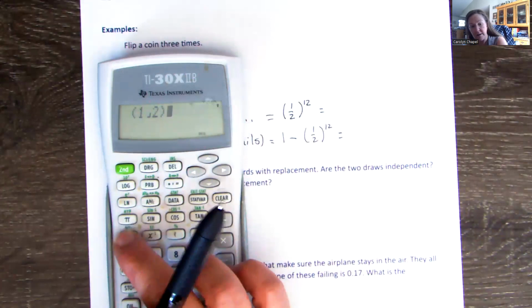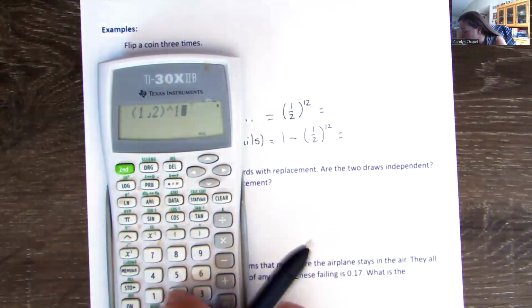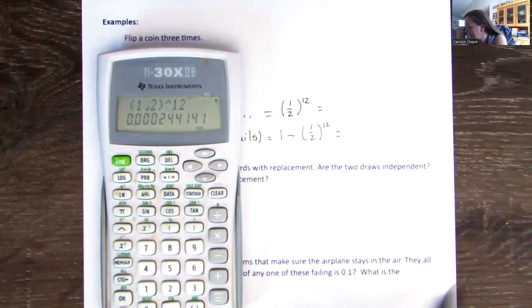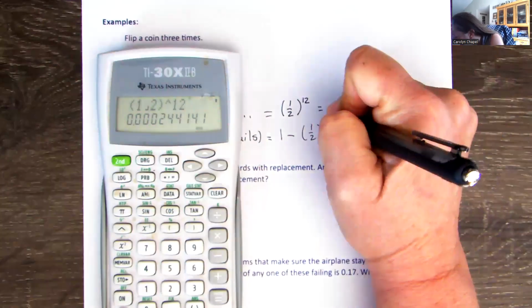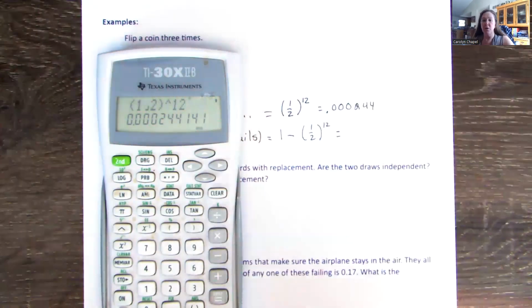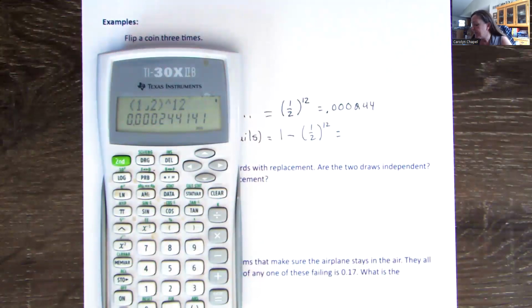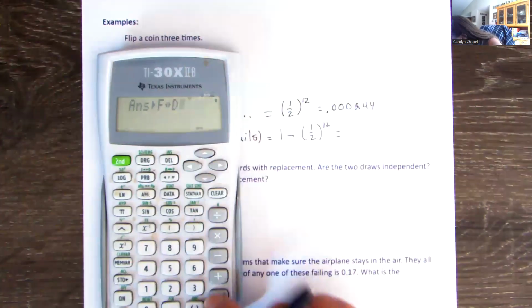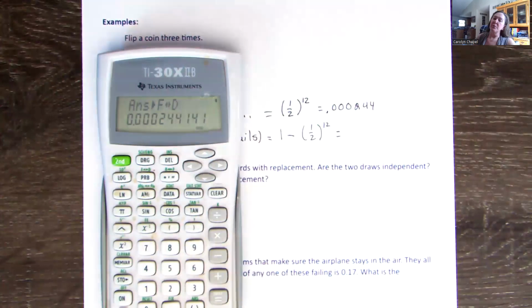That's this caret key here to the 12th power. At first, it gave it to me in decimal form to begin with, 0.000244. It does give me more digits. So in other words, that 2 to the 12th is a very large number, so it does not like to write that in fraction form.